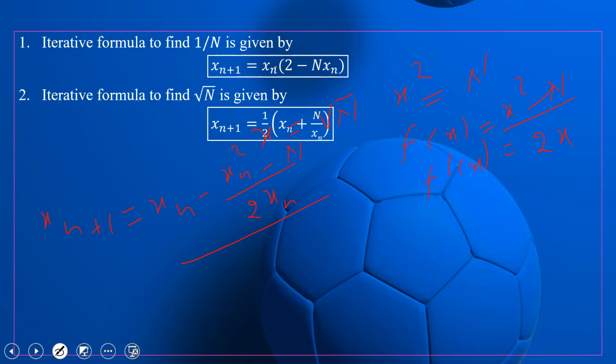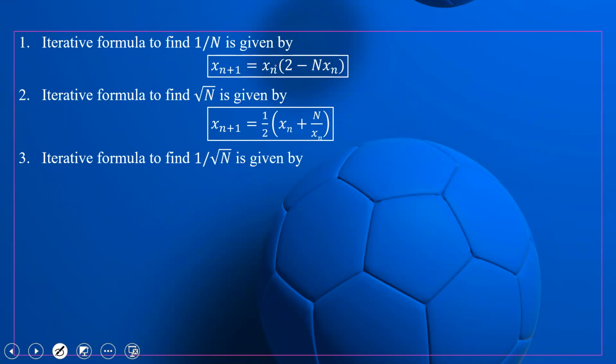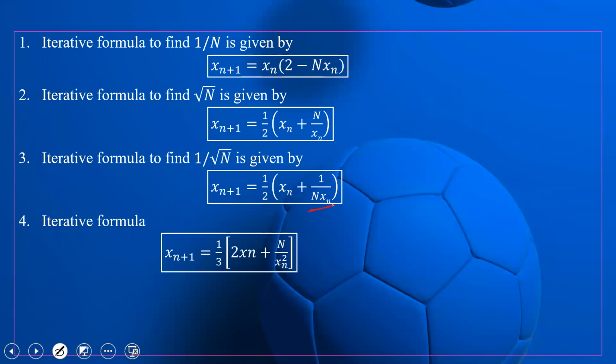Similarly, we are able to find the iterative formula for 1 upon root n, given by xn plus 1 is equal to 1 upon 2 times xn plus 1 upon n xn. Similarly, the iterative formula to find the cube root of n is 1 upon 3 times 2xn plus n upon xn whole square.